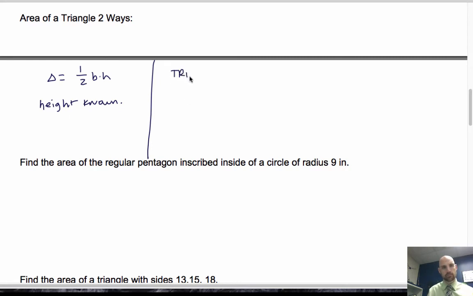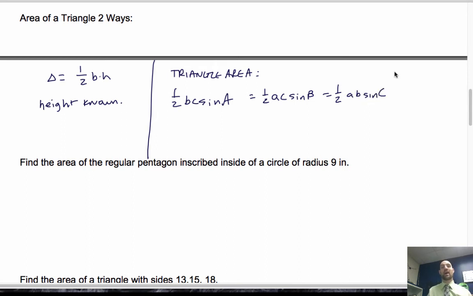Triangle area equals 1/2 BC sine of A, or it can be 1/2 AC times the sine of B, or it can be 1/2 AB sine of C. What do you notice? There's a pattern here as well, right? And so that's one way, or we can do it like this. I'm throwing a lot at you, but you're going to see how these shake out.